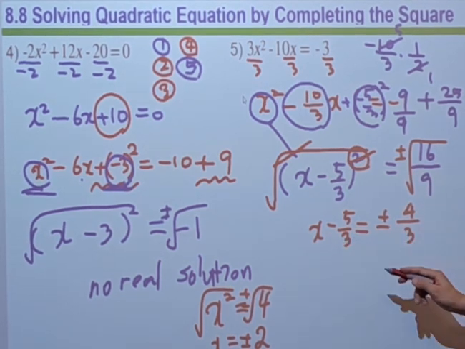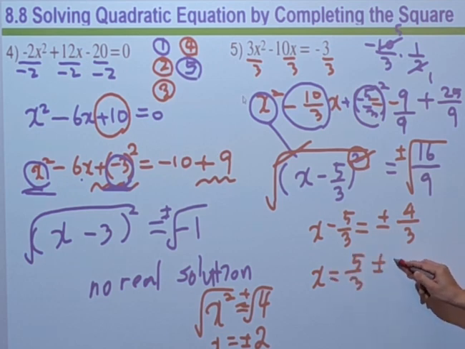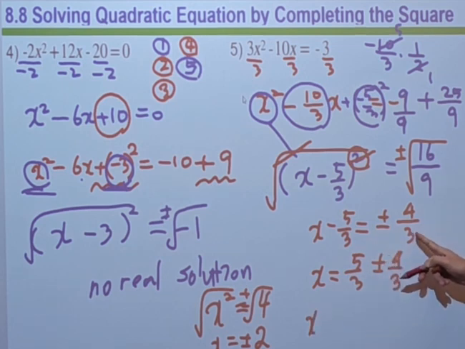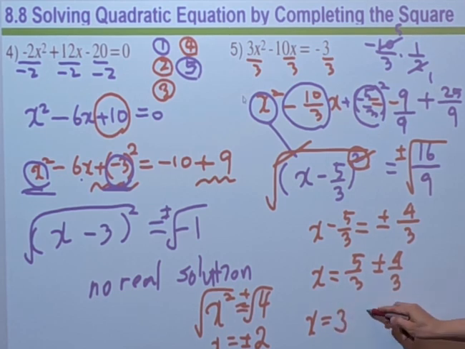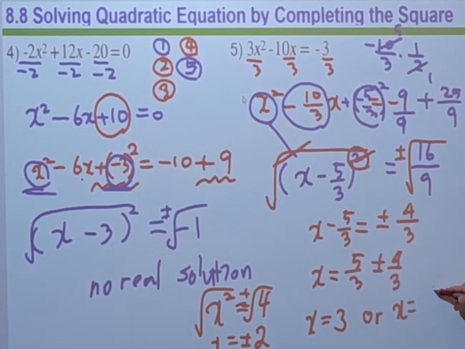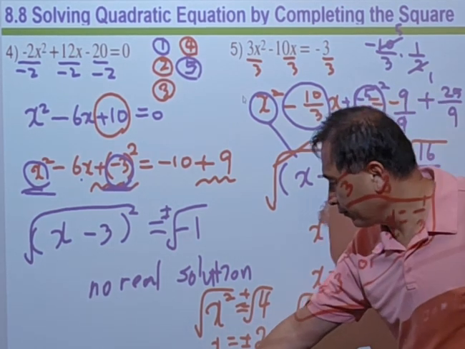Now we can solve a linear equation. By adding 5 over 3, we get 5 over 3 plus minus 4 over 3. Then x equals 5 over 3 plus 4 over 3, which is 9 over 3, which is 3. Or x equals 5 over 3 minus 4 over 3, which is 5 minus 4, 1 over 3. This is the final answer.